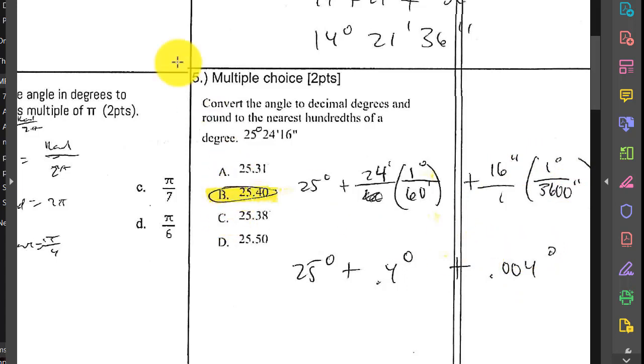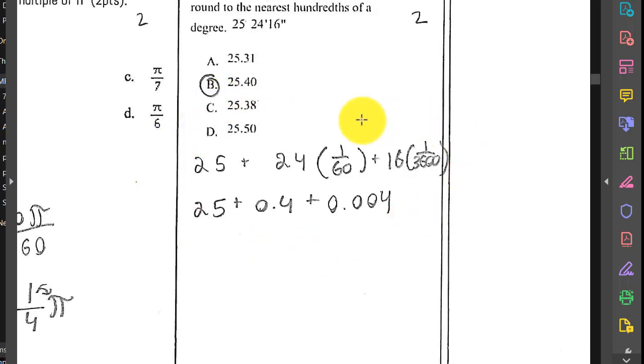The answer for 5. Here's some student work. Did their conversions right there. Looks nice.